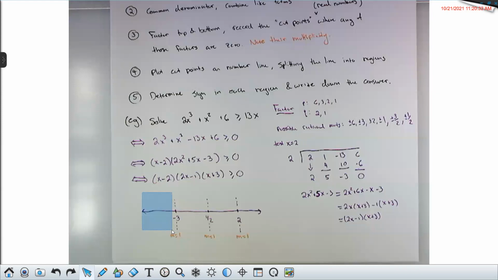I claim that it's pretty easy to get the sign over here. And the trick is to use end behavior. What is the end behavior for this polynomial?